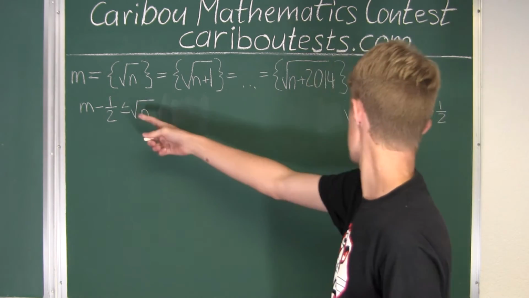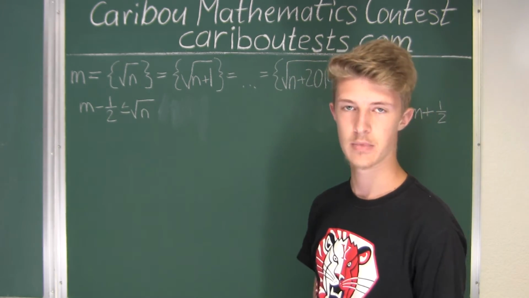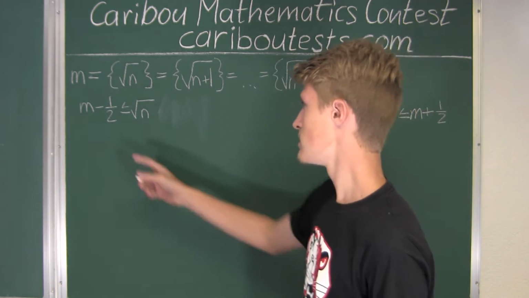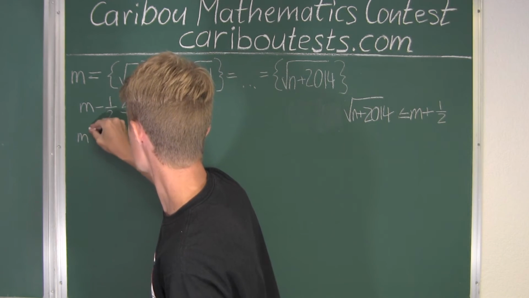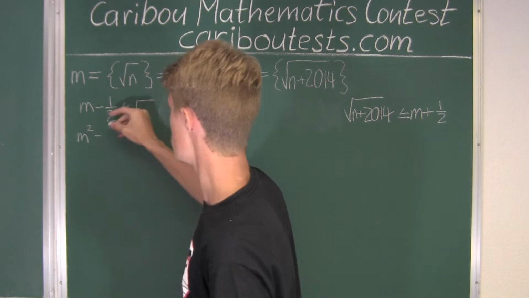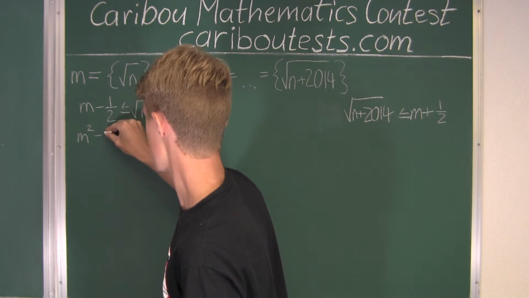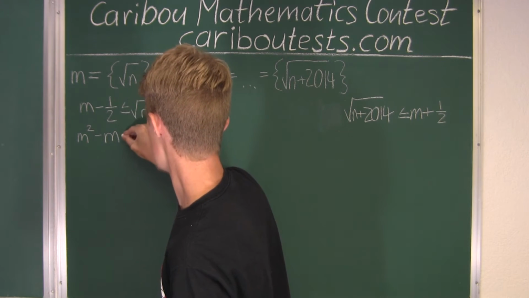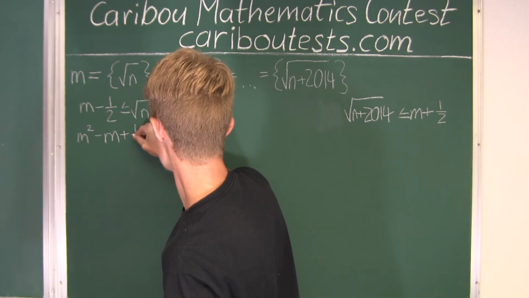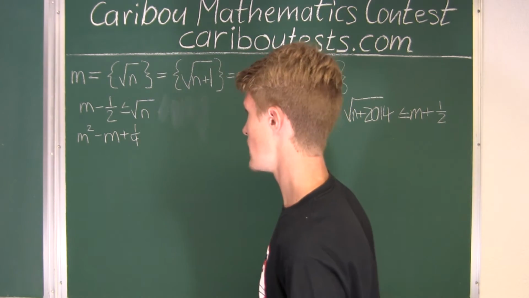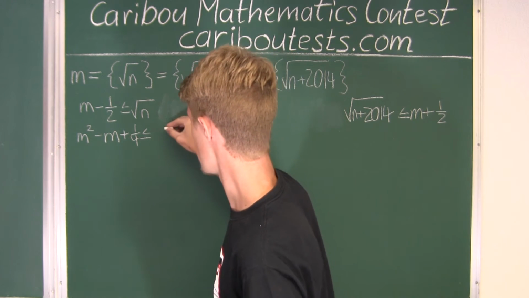Now here we're dealing with square root of n and square root of n plus 2014, so we want to get rid of the square root. So we'll square both sides. So we have m minus 1/2 in brackets squared. Well, that will give us m squared, and then we have minus 2 times m times 1/2, that is, well, 1, so we have just m. And then we have this squared, which is then plus 1/4. And now we would still have smaller than or equal to n.